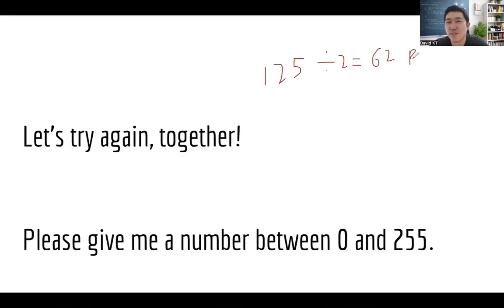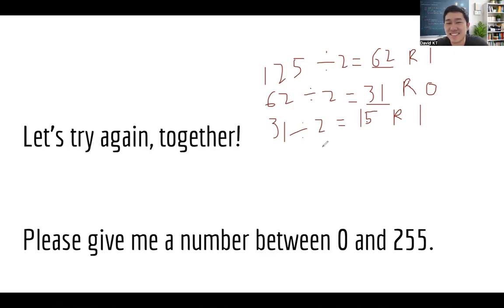62 with a remainder of 1. So the new number is 62. 62 divided by 2 gives you 31 with a remainder of 0. The new number to work with is 31. 31 divided by 2 gives you 15 with a remainder of 1.